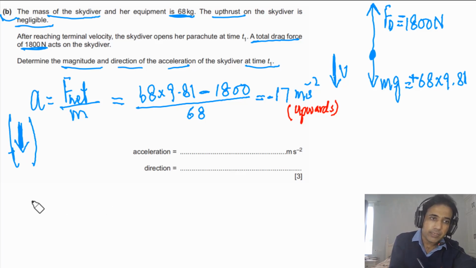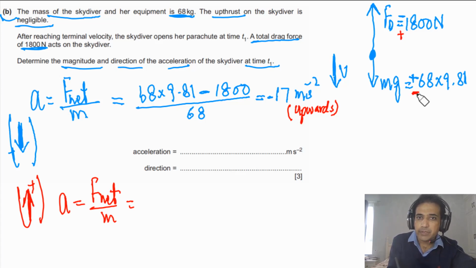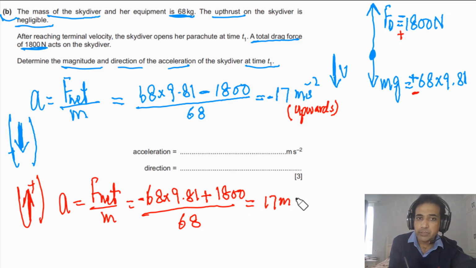So let me explain with the other case as well. If we have taken, for example, up as positive, acceleration will be equal to F net divided by m. Up is positive, so this one will be positive now, and this one will be negative. So simply we can say we have negative 68 times 9.81 plus 1800, and this is divided by 68. So in this case our answer will be 17 meters per second squared, and this is positive.